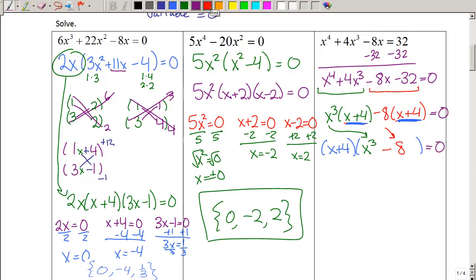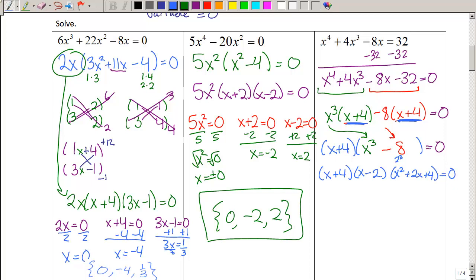The next step says, is all my terms factored? Well, x plus 4 can't factor anymore, but x cubed minus 8 is a difference of cubes. So the x plus 4 factor will stay. And then I'm going to factor my difference of cubes. X cubed is x quantity cubed. 8 can be rewritten as 2 cubed. So 2 is my value there. Using my formula, I have x squared plus 2x plus 4.